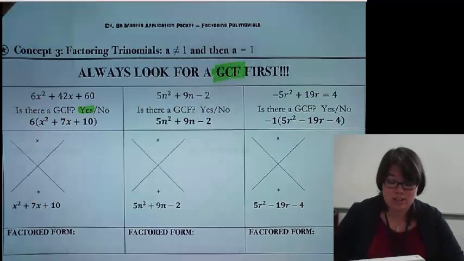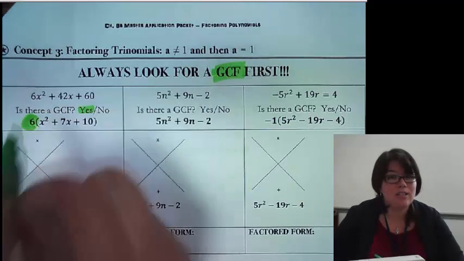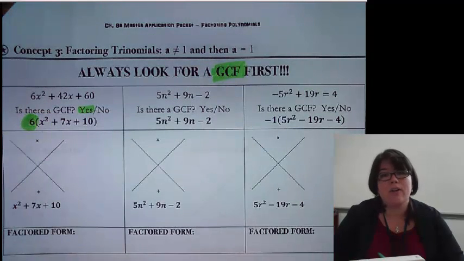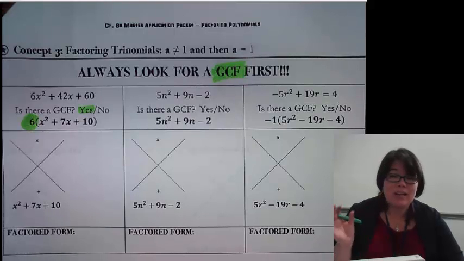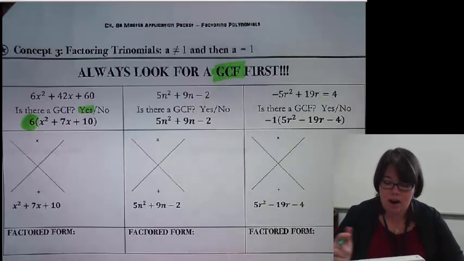So yes, this has a GCF, and you'll see that it's out here out front. I'm going to highlight that, and you'll see why later. We're going to need that greatest common factor in our final answer, and it's easy to forget about. So anytime you factor out a greatest common factor, please highlight it so that you remember it's there.